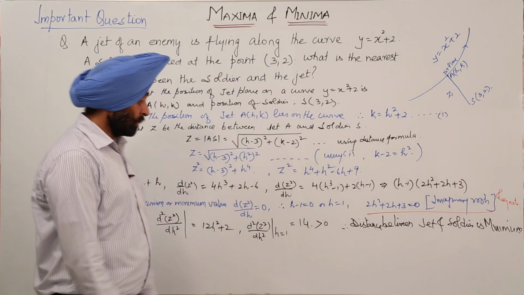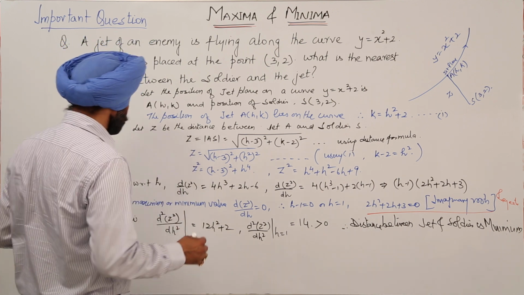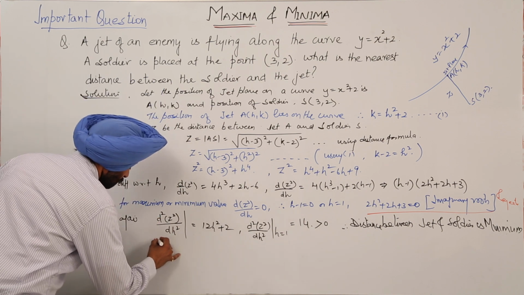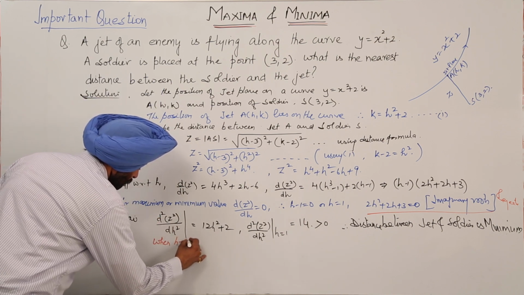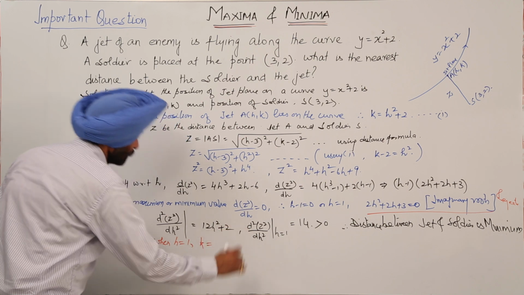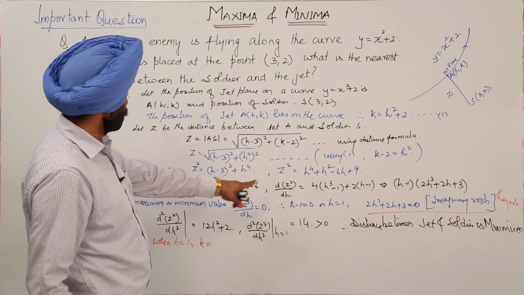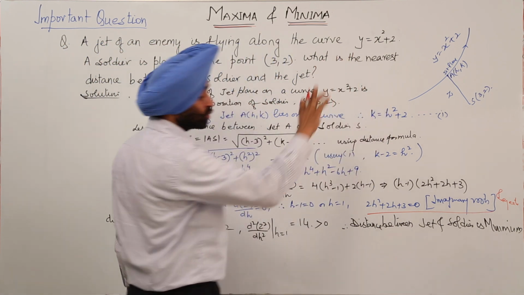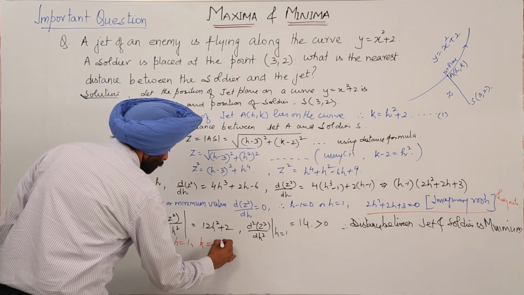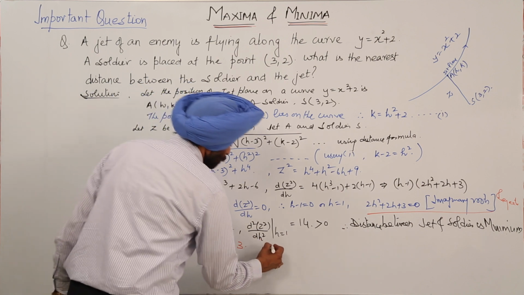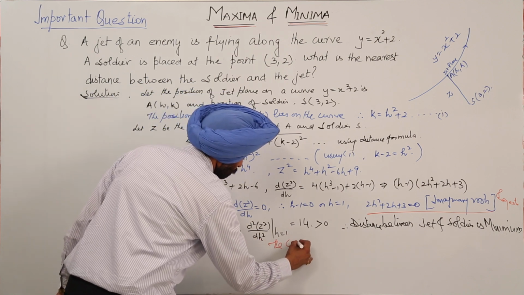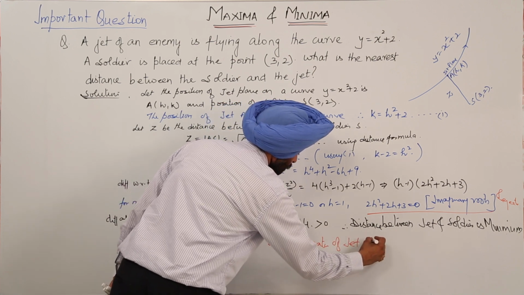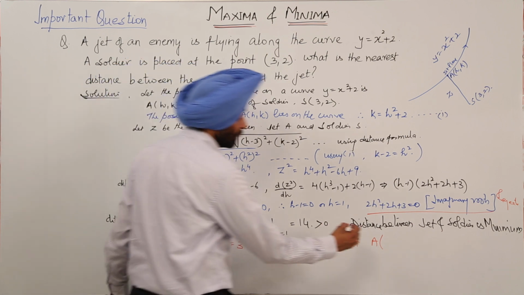One thing. Now what are the coordinates for the jet? When h is equal to 1, then k is equal to h square plus 2. So k is equal to 1 plus 2, which is 3. So the coordinates of the jet are (1, 3).